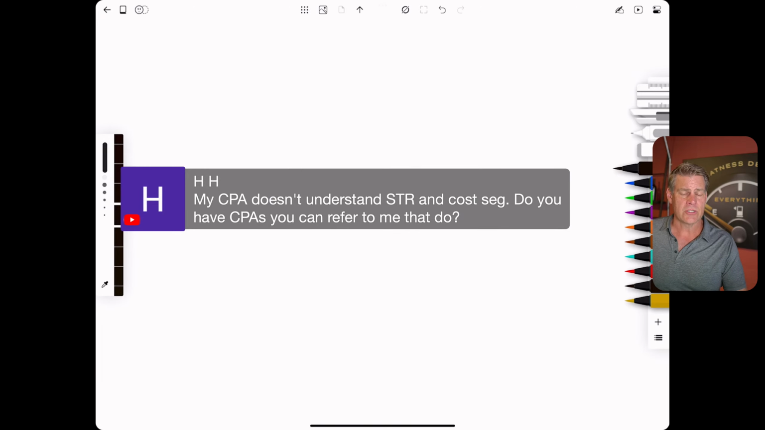My CPA does not understand short-term rentals and cost seg. Do you have CPAs you can refer me to do that? Yes. In fact, my partner Toby just did an event today with cost seg, and we can give you a link to that to help you out there if you're looking to get that done. It's a CPA that we work with that does that. So guys, if anyone's on, it's on here on my staff side. If you have that link to Toby, you can reach out to Patty, by the way. She can provide you the link for sure, and we can get that posted right up here.